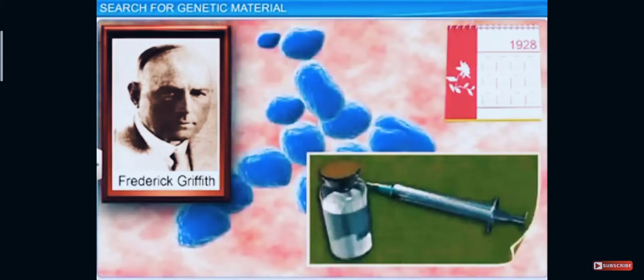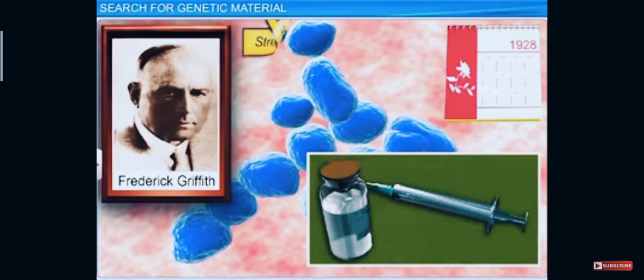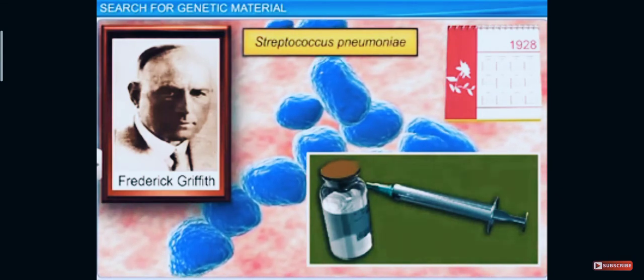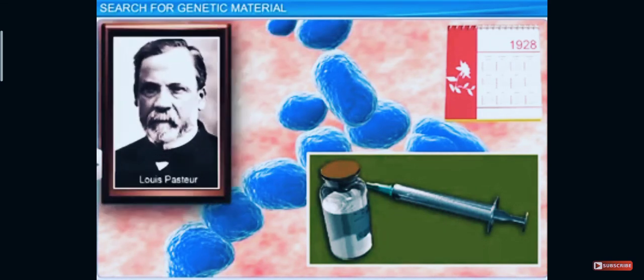In fact, Frederick Griffith was in the process of developing a vaccine against the bacteria Streptococcus pneumoniae that caused pneumonia by inoculating the dead microbes along similar lines of Louis Pasteur's experiments on vaccination.